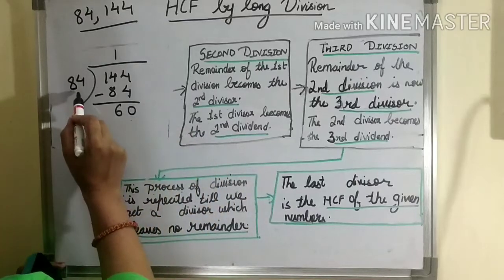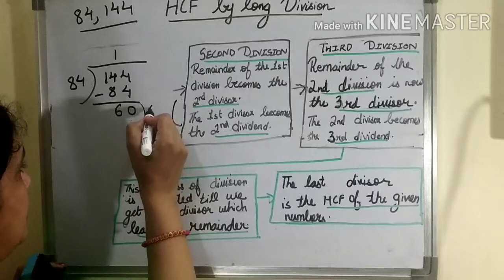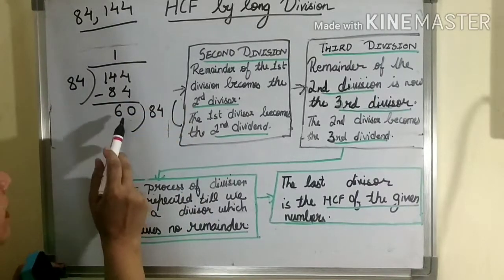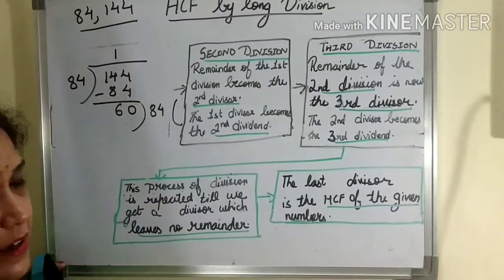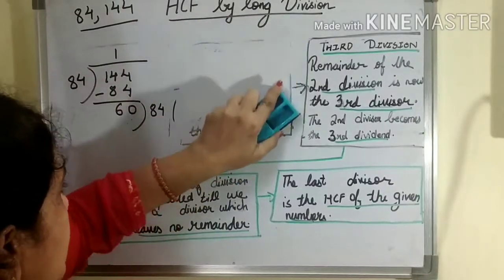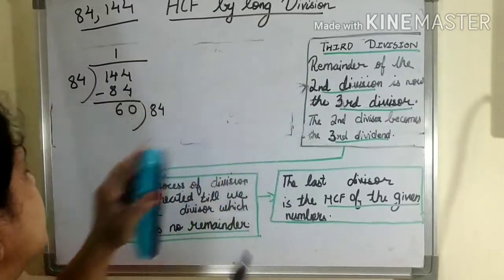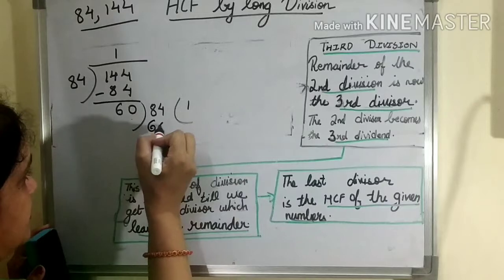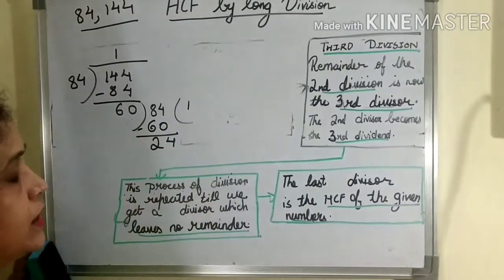And which is the first divisor? 84 is the first divisor. Now this will be the dividend. Have you understood? The remainder will be the second divisor, and the first divisor will be the second dividend. Now I will bring this step. This step also we have done. Now, I again divide: 60 ones are 60.